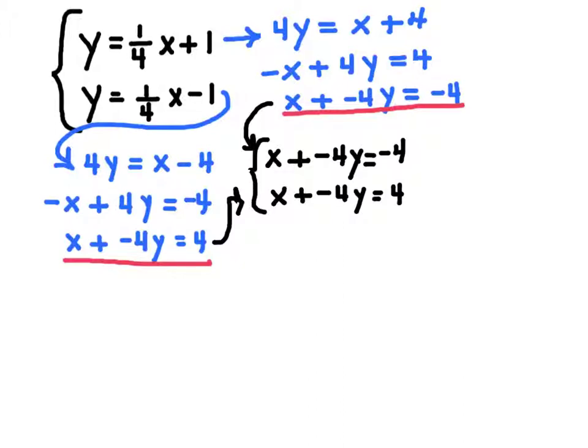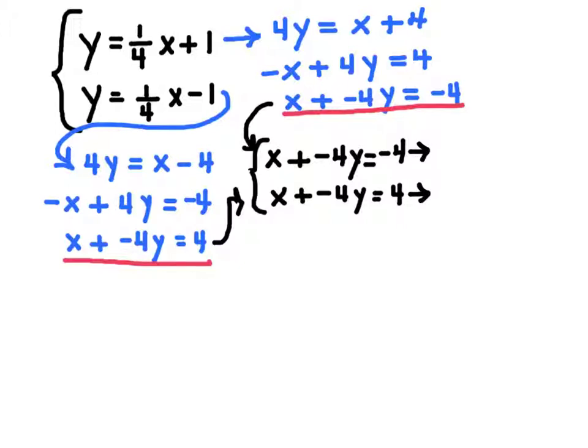Now if we add these up, we want to eliminate either the x or the y. And right now if we add them up, we're not going to eliminate either x or y, because x plus x is 2x, and a negative 4y plus a negative 4y is a negative 8y. So we're going to have to change them up a little bit and rewrite them.